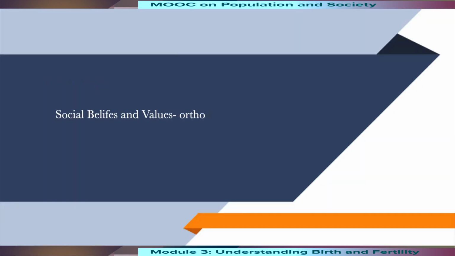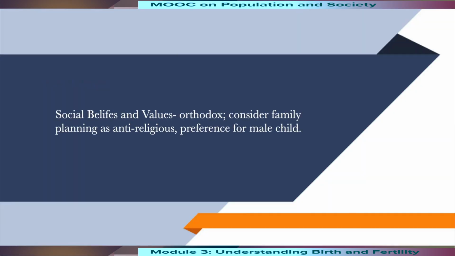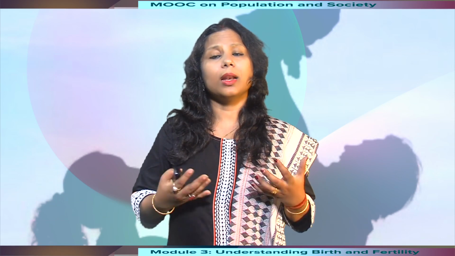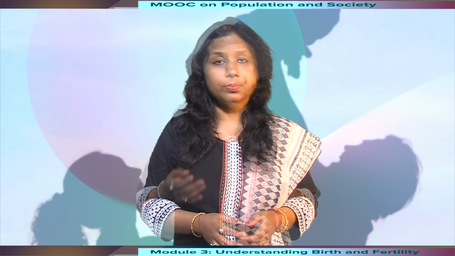Secondly, because of the orthodox social beliefs and values, people consider family planning as anti-religious. There is again preference for male child. With all these kinds of social values and beliefs which are prevalent in some of the developing and underdeveloped countries, fertility rate tends to be higher.